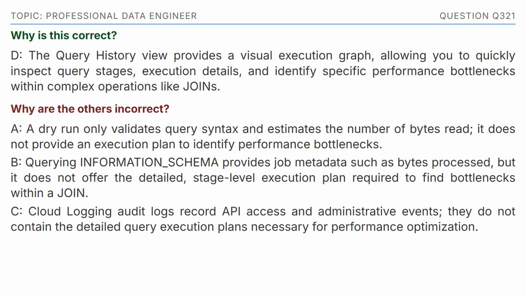Why are the others incorrect? A. A dry run only validates query syntax and estimates the number of bytes read. It does not provide an execution plan to identify performance bottlenecks. B. Querying information_schema provides job metadata such as bytes processed, but it does not offer the detailed, stage-level execution plan required to find bottlenecks within a join. C. Cloud Logging audit logs record API access and administrative events. They do not contain the detailed query execution plans necessary for performance optimization.